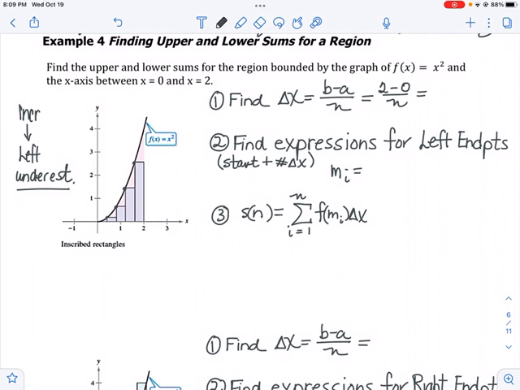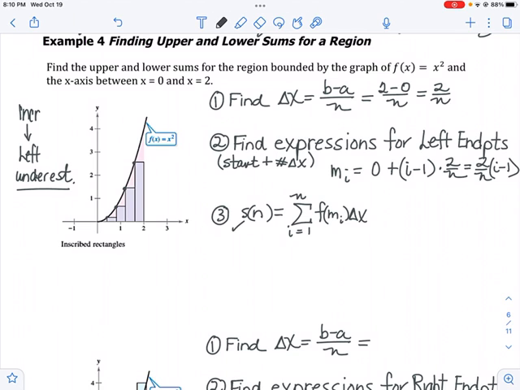Okay, so we have delta x first, and we have the interval from 0 to 2. So it's just going to be (2 minus 0) over n in this case, so it's equal to 2 over n. And we're using left-hand endpoints. So m sub i is going to be where you start, plus you're going to have an i minus 1 for your counter, and then times delta x, which is 2 over n. So we end up with 2 over n times the (i minus 1) in the summation, whatever's easiest.